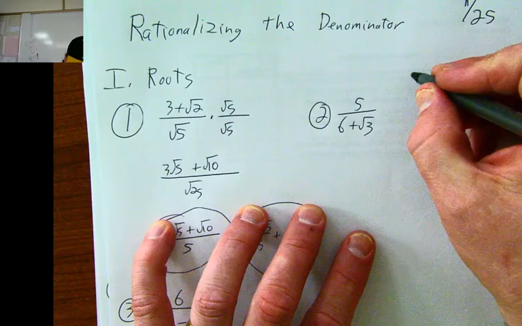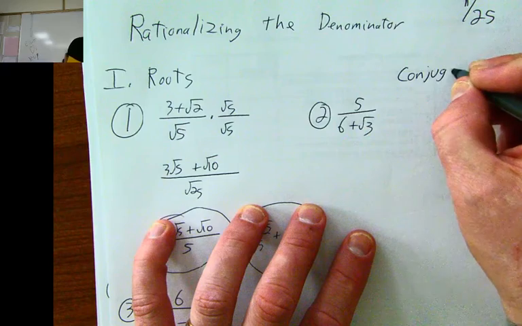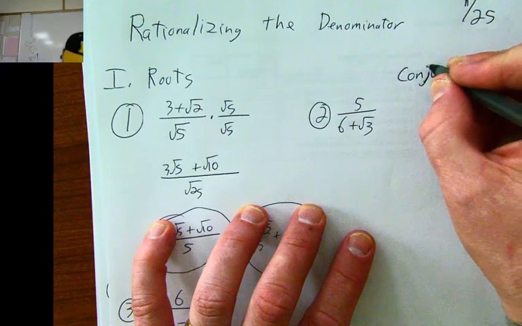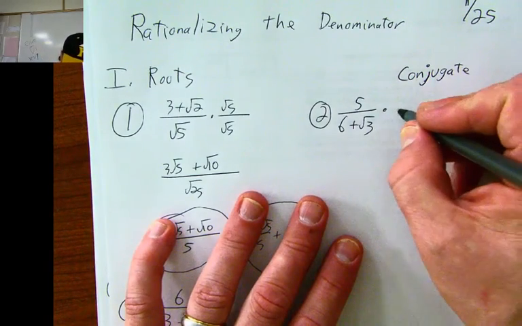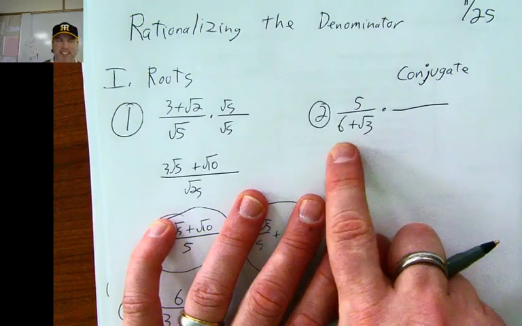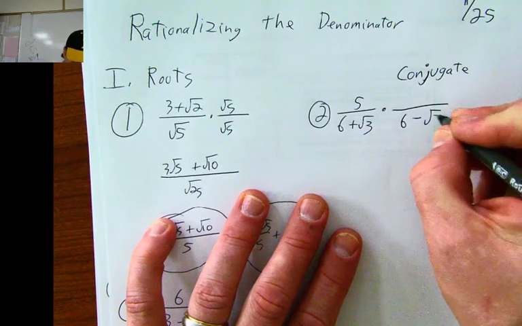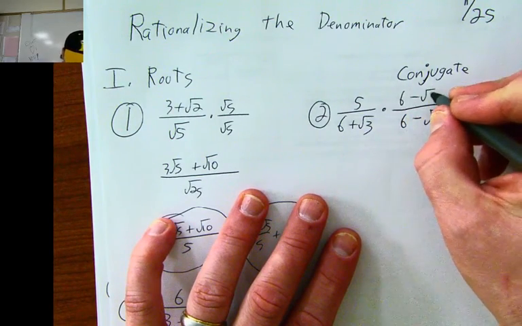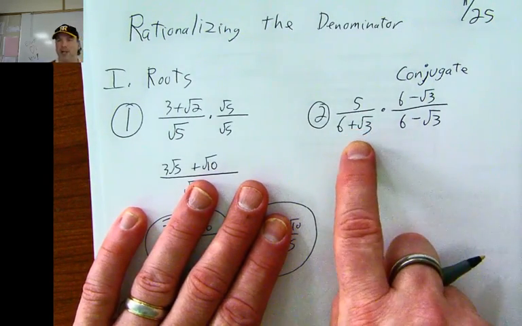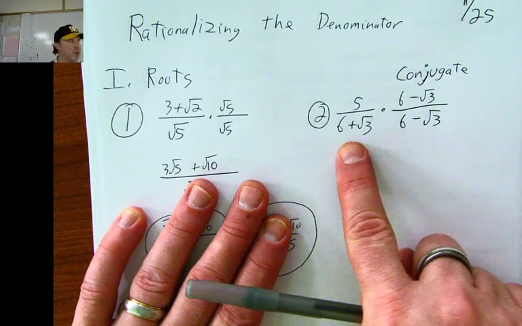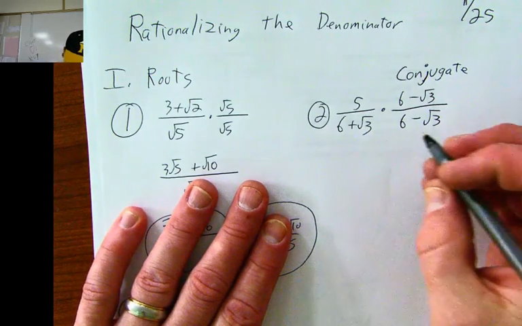So what we're going to do is multiply the top and the bottom by something called the conjugate. Class, can you say conjugate? Conjugate. All right, good job. What the conjugate is, it's just like 6 plus root 3, but instead of being 6 plus root 3, it's 6 minus root 3. So we're going to multiply the top and the bottom by 6 minus root 3, which is the conjugate of 6 plus root 3. If I would have said 6 minus root 3, the conjugate would have been 6 plus root 3. The plus, the minus, that's what it means by the conjugate.